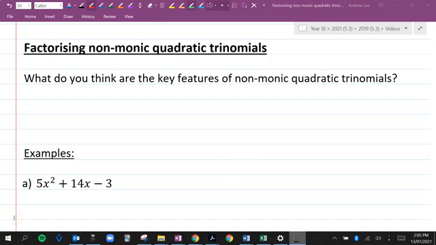Okay, so in this video we're going to be looking at how to factorize non-monic quadratic trinomials. Before I even show you how to do that, why don't we have a think about what we mean by non-monic quadratic trinomials. This term here, non-monic, means not one. And this term here, quadratic, means that the highest power of x is x squared. And with trinomials, it means there will be three terms.